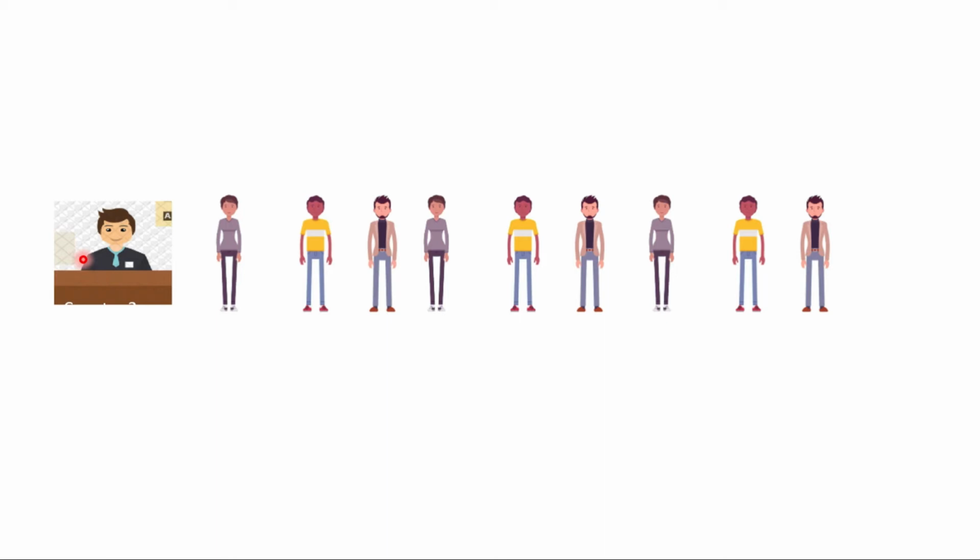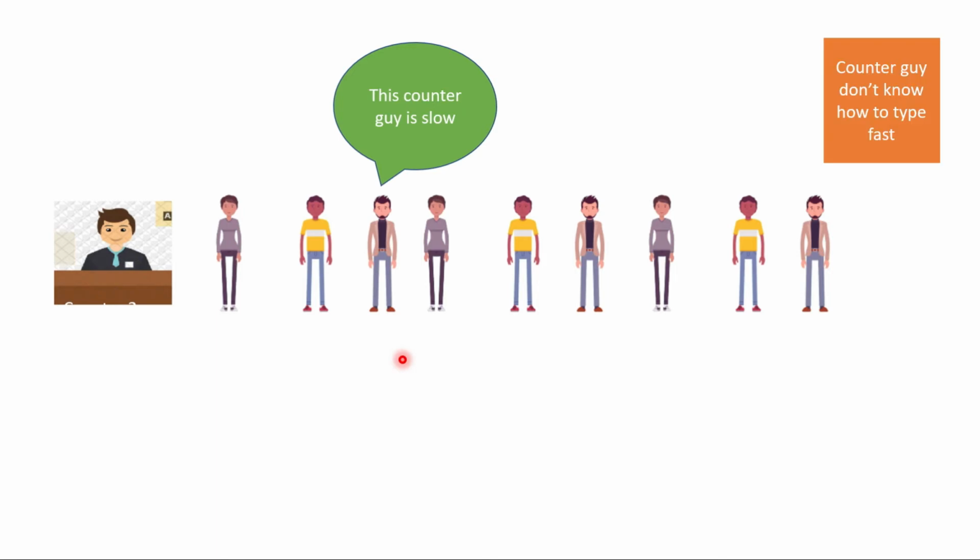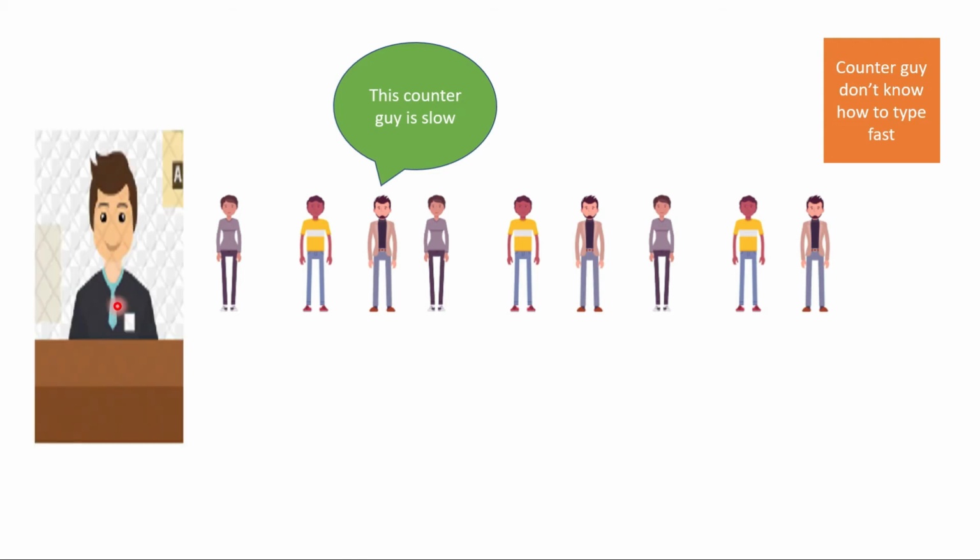Suppose only one counter is open now and people are standing in front of the counter. After some time, if it is a railway ticket system or something, you can often see people talking, like, this counter guy is very slow, right? Or the counter guy doesn't know how to type fast, or maybe he is not computer or tech savvy. So at that time, what we can do is replace this guy with a more efficient guy, someone who has more experience, who can type faster, who knows the station codes very well.